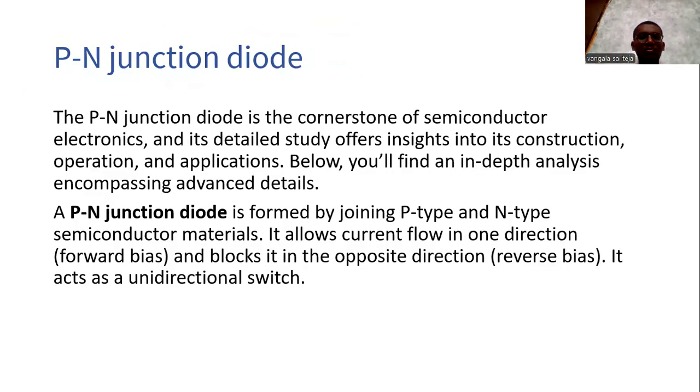PN junction diode. The PN junction diode is the cornerstone of semiconductor electronics, and its detailed study offers insight into its construction, operation, and application. Below you will find an in-depth analysis encompassing advanced details. A PN junction diode is formed by joining P-type and N-type semiconductor material. It allows current to flow in one direction, forward bias, and blocks it in the opposite direction, reverse bias. It acts as a unidirectional switch.